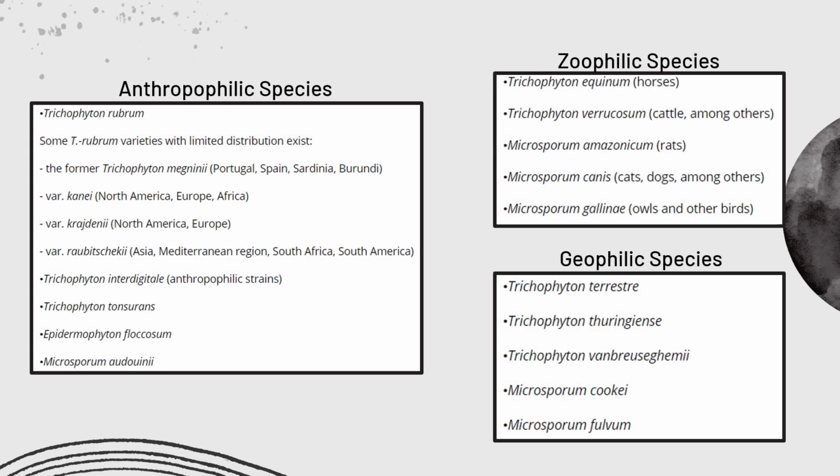Here are some of the specific species grouped together based on their natural habitat. Some anthropophilic species include Trichophyton rubrum, Epidermophyton floccosum, Trichophyton interdigitale, and for some zoophilic species you have Microsporum canis, Trichophyton equinum, and geophilic species are Trichophyton terrestre and Microsporum gypseum.